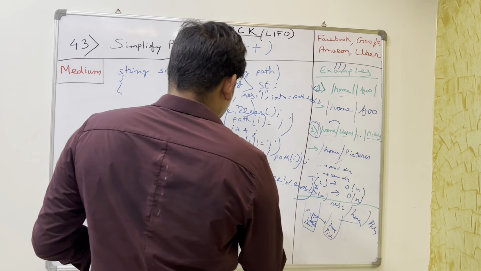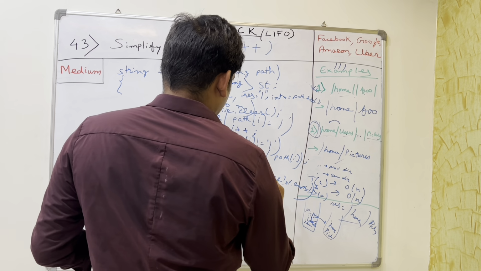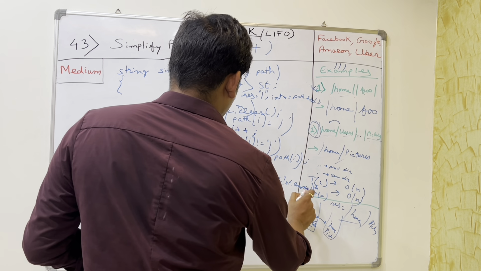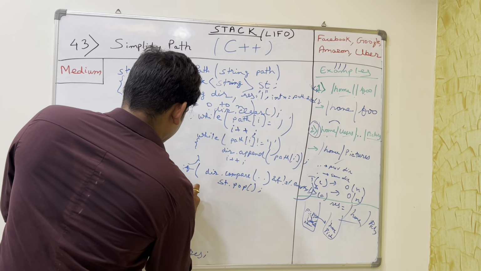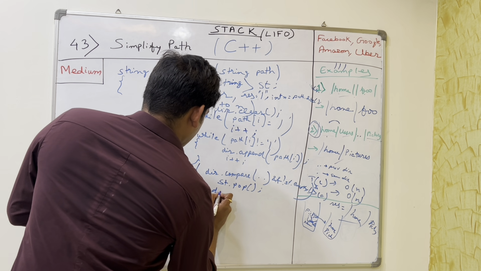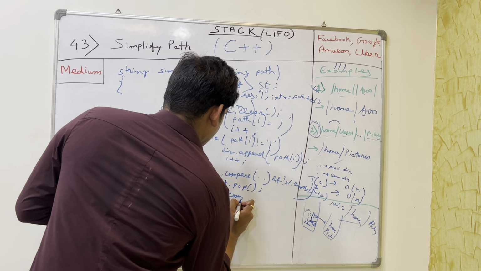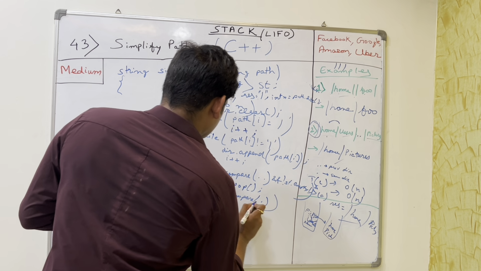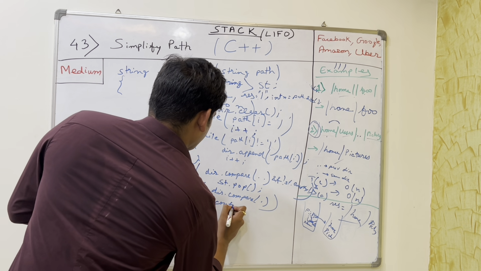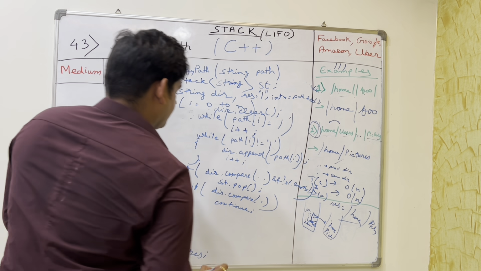So this condition is done. If directory compare is dot dot and the stack is not empty, then we'll remove the element from this stack. Else if directory compare is equal to single dot, then what do we do? We continue, because that is the same directory, okay?